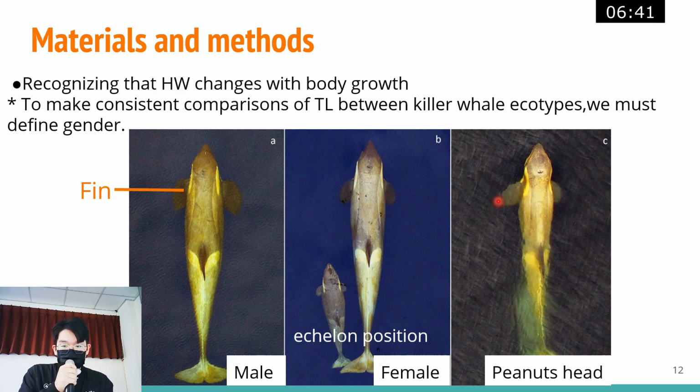And picture C is the most special one. There is a peanut head. Peanut head means this part, and this means the adult killer whale is not in good health condition.